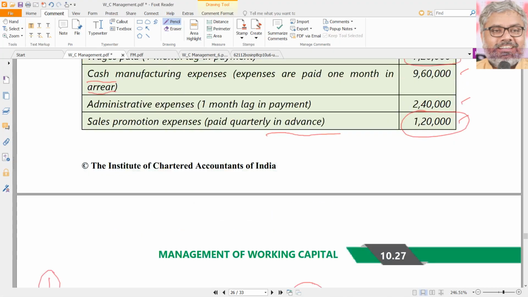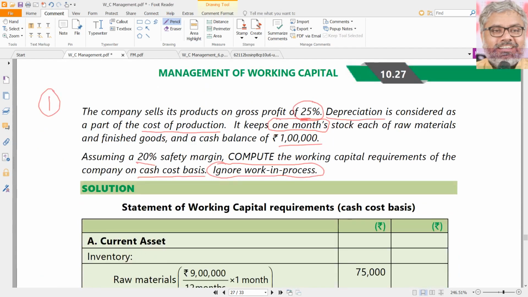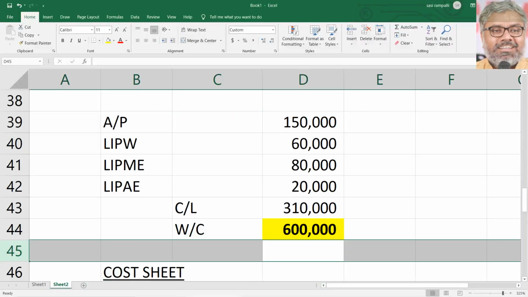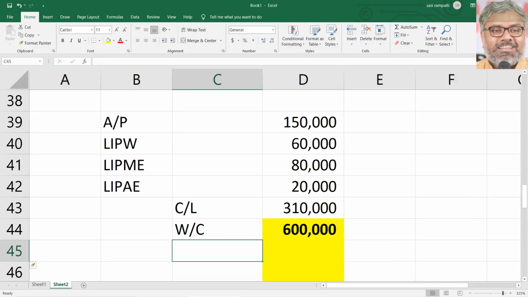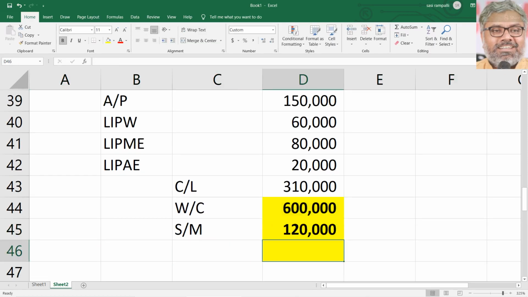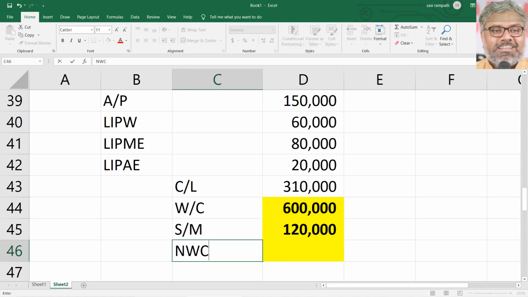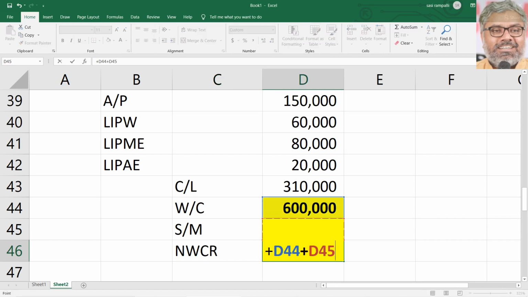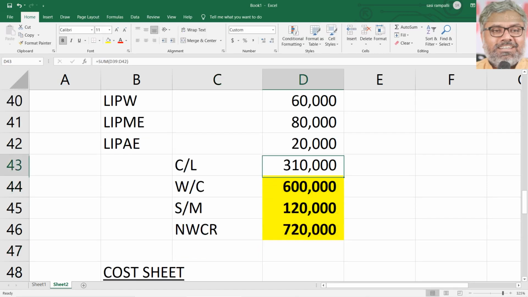But is it the final answer? No. Be careful. It is clearly given that a 20% safety margin has to be kept separately. 20% is added to this requirement. So add 20% to that. Safety margin you can call it. 20% of this is 1,20,000. So finally, net working capital requirement is how much? 6 lakhs plus 1,20,000, 7,20,000.